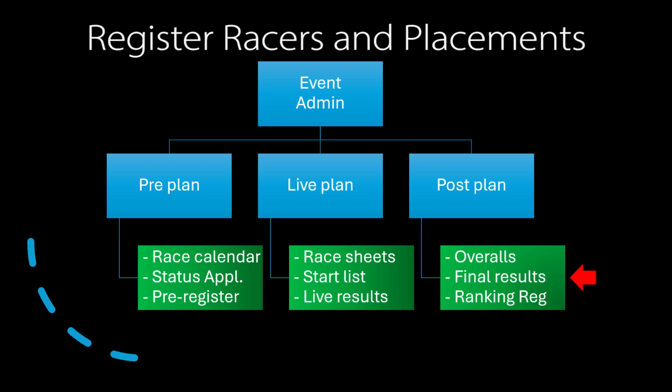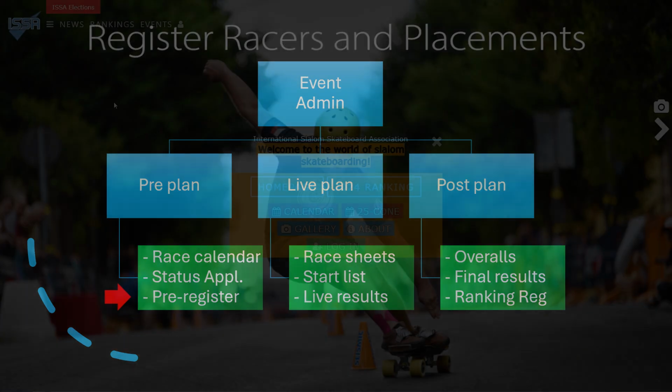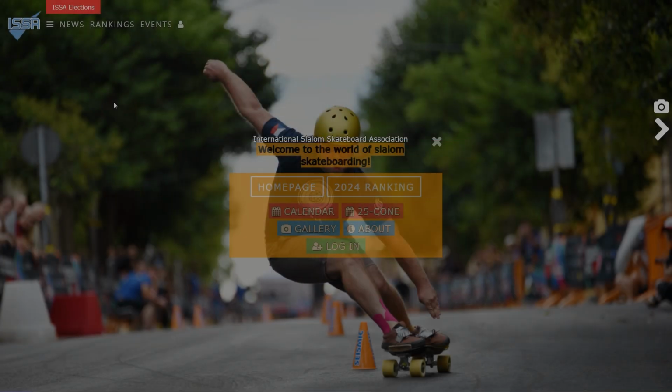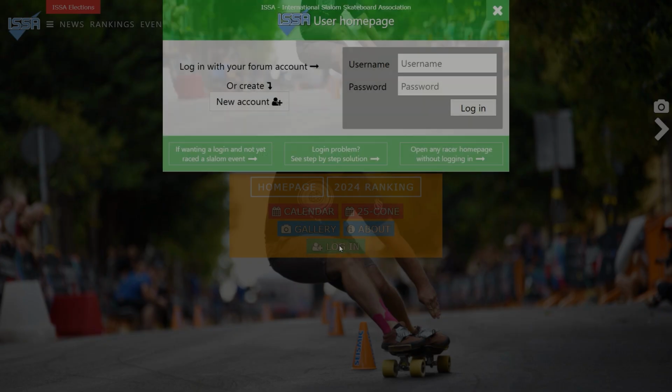And then discipline classes will be created and opened up for placement registration. But there are actually things that you can do even before the event is opened up for result registrations. So, let us see how you register racers to your event before you have had your event set up to register the actual results. First, go to the ranking webpage and log in.